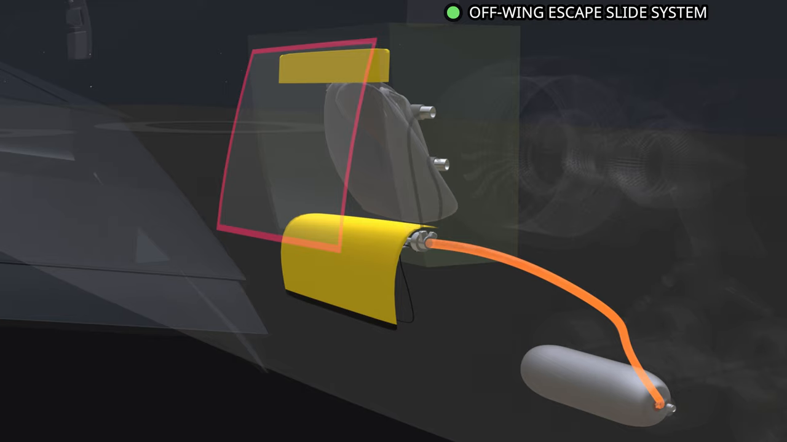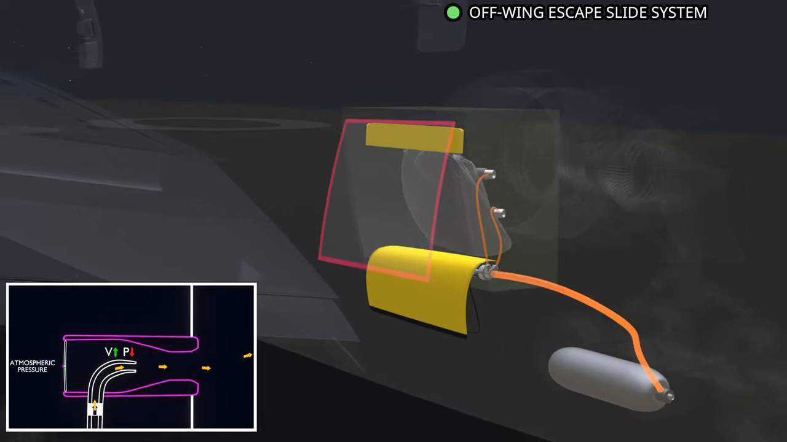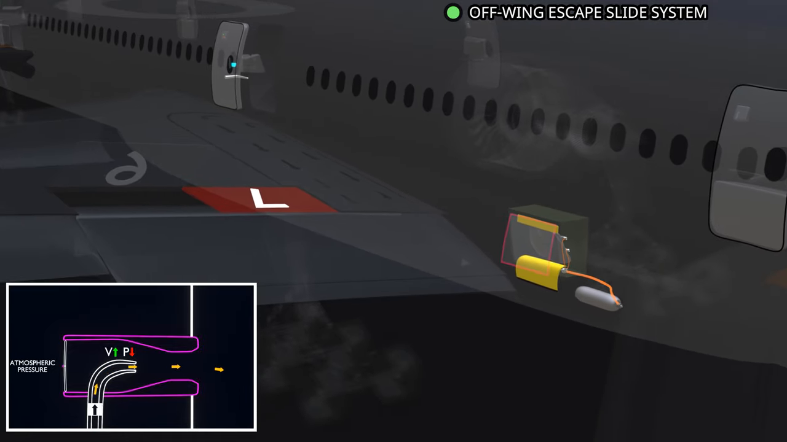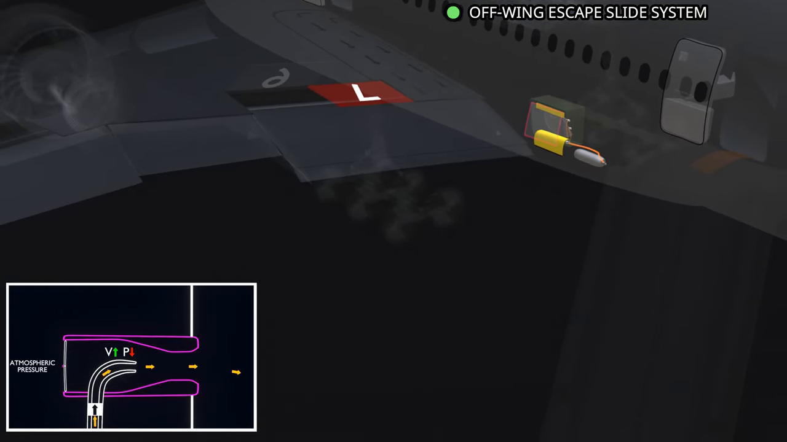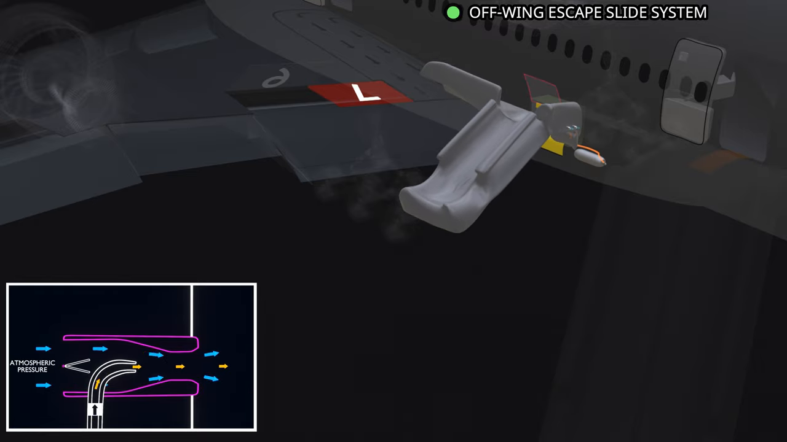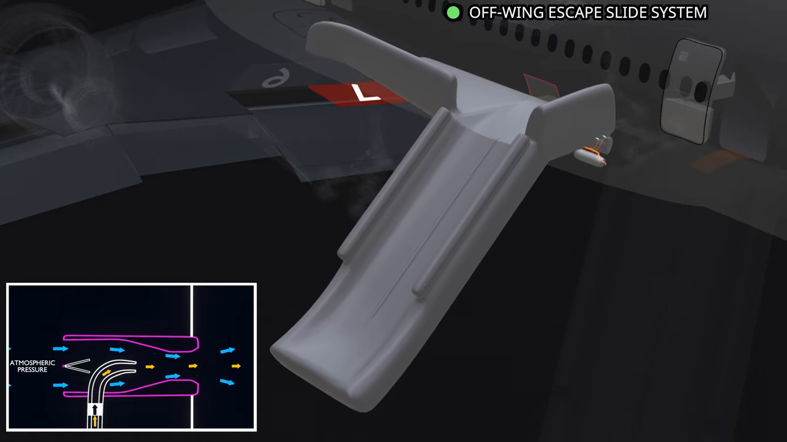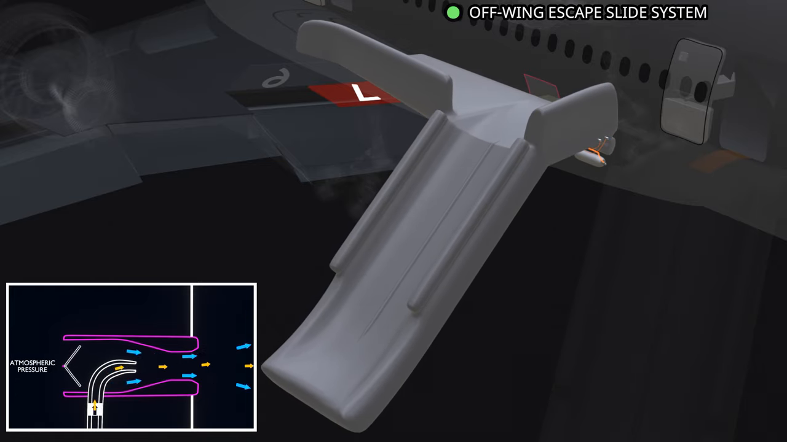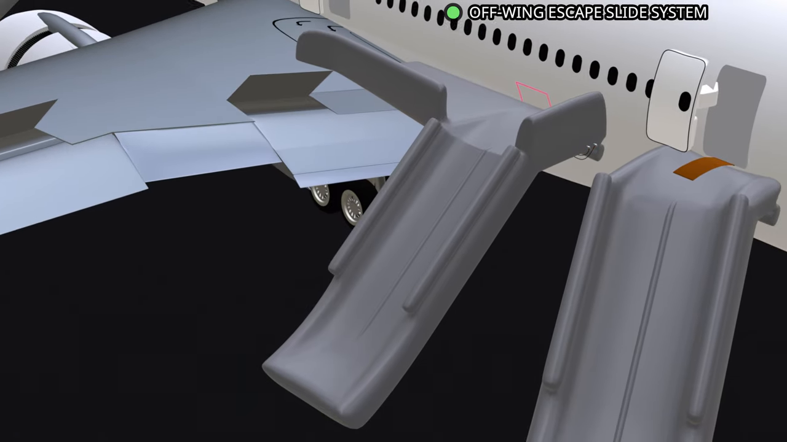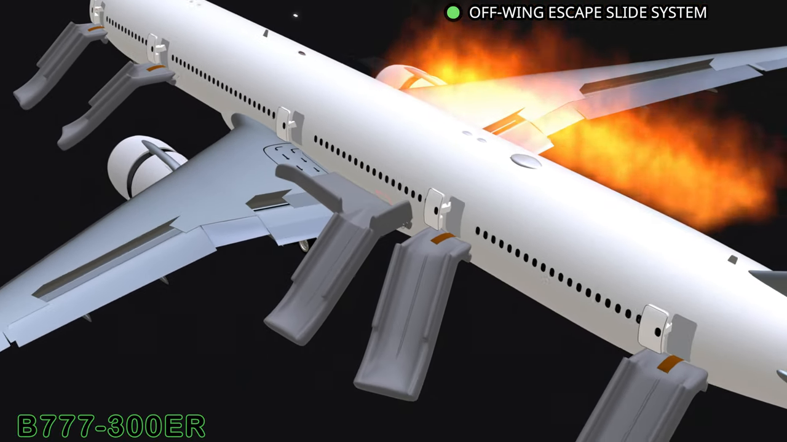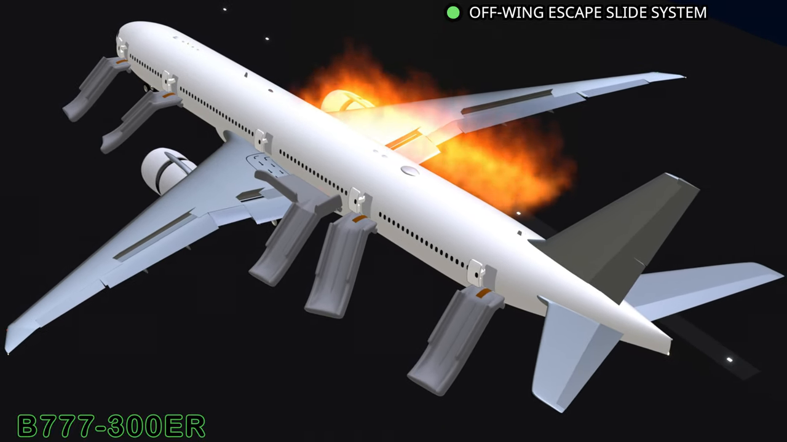Next, the actuator transfers the pressurized gas to the deflated escape slide pack through the aspirators. The aspirator valve opens and uses the ambient air to inflate the escape slide within 6 seconds. The off-wing escape slide system helps the extended version of the 777 meet the certification requirements.